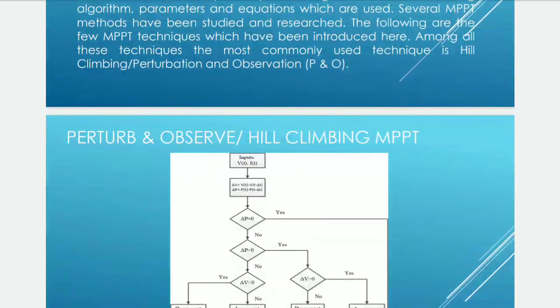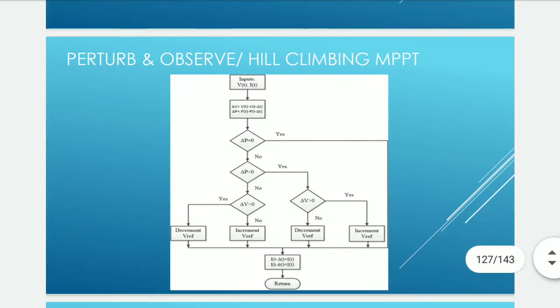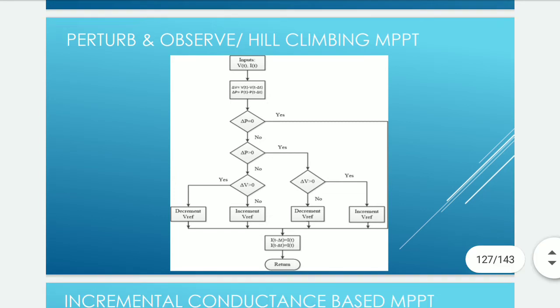Perturb and observe hill climbing MPPT. This is the algorithm. Input V, I; compute del P, del V. Is del P equal to 0? If yes, return. If no, check whether del P is greater than 0. If yes, increment V reference; otherwise decrement V ref. Or, in the other branch, increment V ref, and then return.